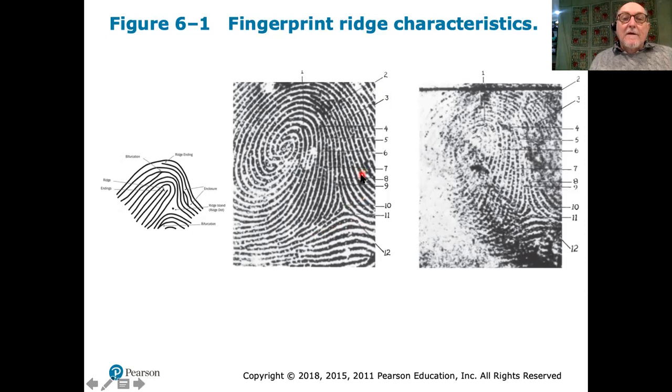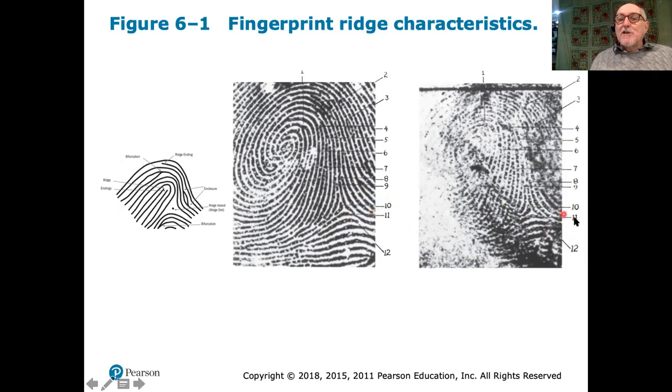Let's see if I can find an island. You have a look through here, you'll probably find one. But have a look at this here. This is the suspect print. And what the expert has done is they have isolated each matching minutia.